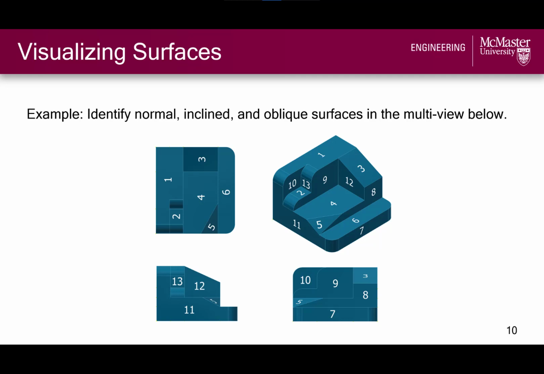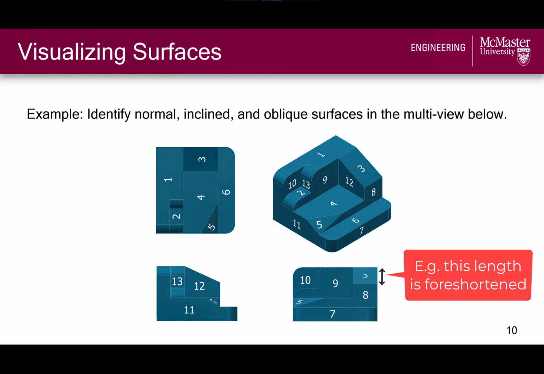Normal surfaces are easy to dimension in the view that they are shown in true size and shape, but what about inclined and oblique surfaces and the features on them? Remember that the whole goal of multiviews is to show features to their true size and shape for dimensioning. Our standard multiview with top, front, and right views don't accomplish this for inclined or oblique surfaces, and this is where auxiliary views come in.